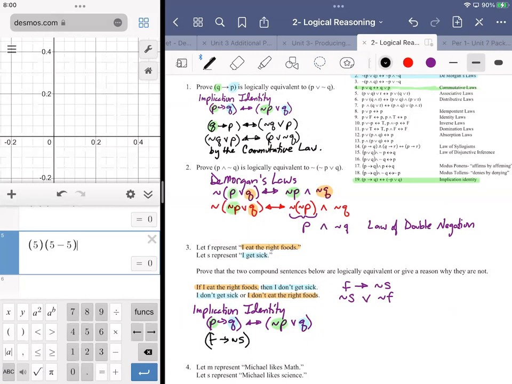Right. So F is taking on the role of P. So follow it through logically. If P gets negated in the implication identity, then F should get negated in the implication identity. Right. Not S is taking on the role of Q. Q remains the same in the implication identity. So therefore, not S should remain the same in the implication identity.